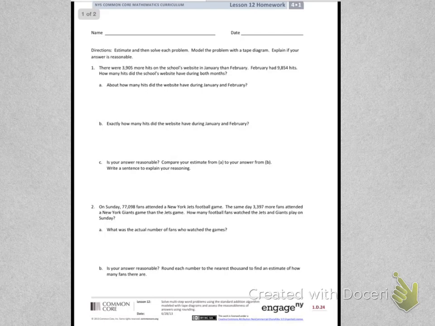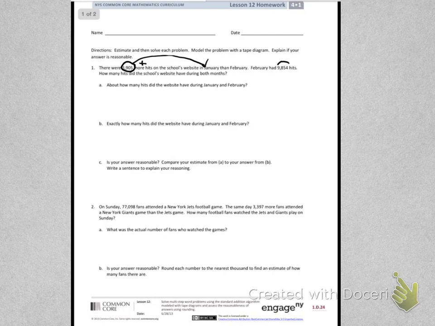So let's start by looking at this problem and looking at our numbers. We have 3,905 more hits in January. So I'm going to point to January because I know that represents January. And anytime it says more, I know that number is going to need to be added to something. And it's more in January than in February.